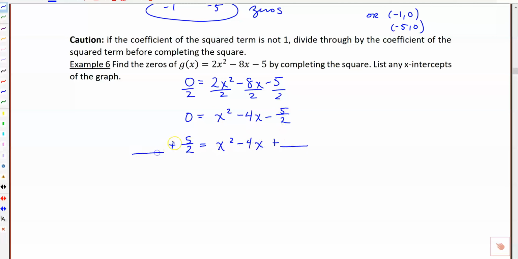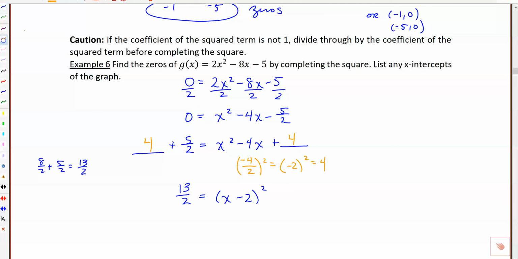At this point, I'm going to want to add something to both sides. I want to take the coefficient of my linear term, which is negative 4, divide that by 2 and square it. So I'll get negative 2 squared, which is 4. So 4 is what I'm going to want to add to both sides. Over here on the left-hand side, 4 plus 5 halves. 4 is equivalent to 8 halves. So I'll have 8 halves plus 5 halves, which is 13 halves, is equal to, and this other side will factor into whatever this number is right here before you squared it. So it'll factor into x minus 2 squared.